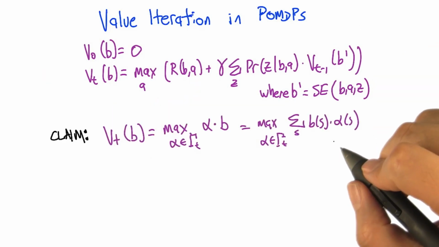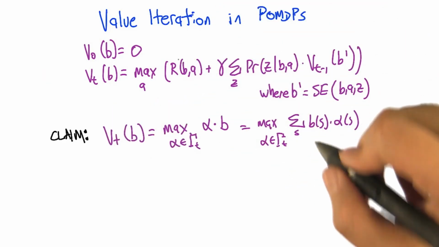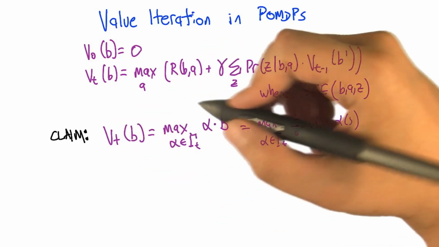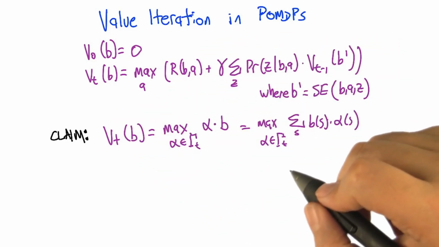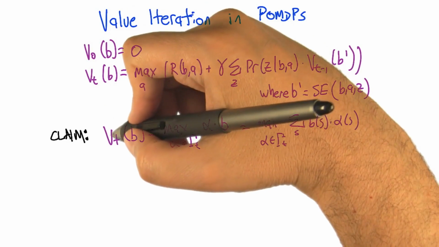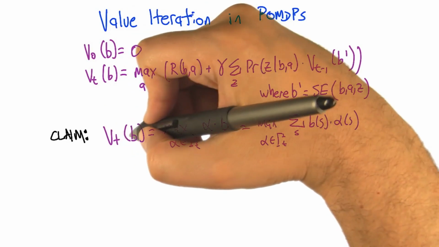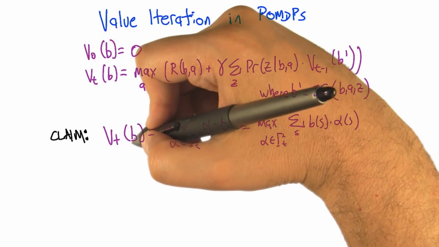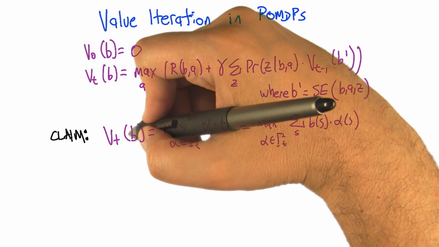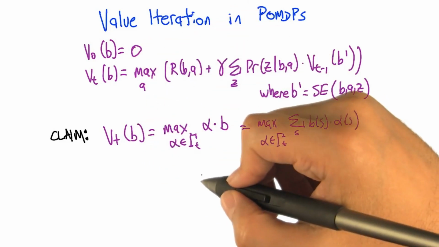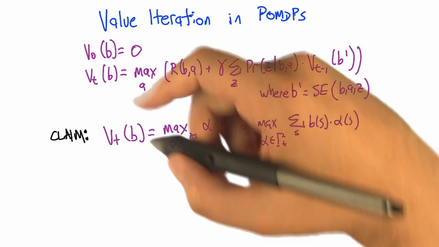It's beautiful, really. This is how we're going to jump from the infinite to the finite. We're going to make a claim, and the claim goes like this: for all t, the value function at time step t over all belief states b, wait, this is over the infinite set of possible belief states, can be written in a finite way.